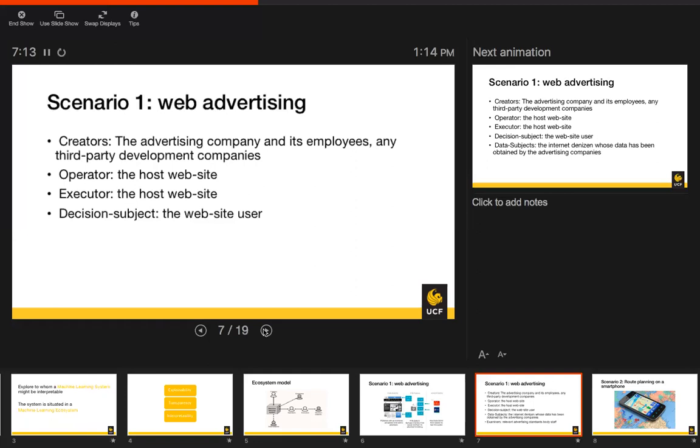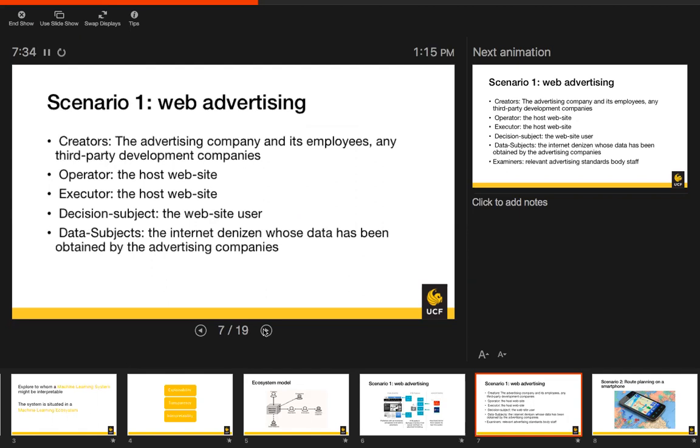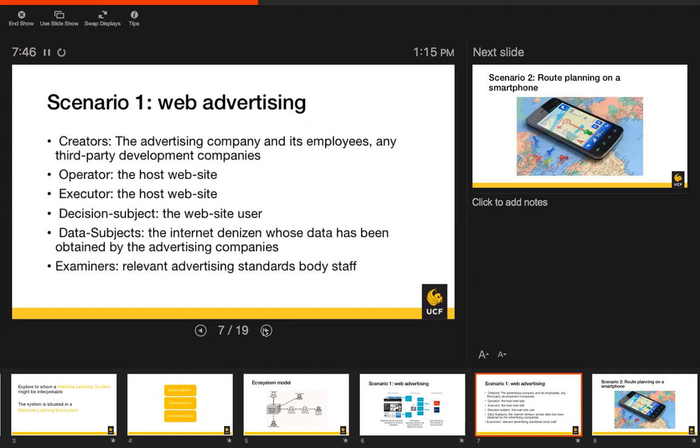The decision subject will be the website user, because when the executor, a publisher, decides which advertisement to put in this space, the website user will be influenced. They will see the specific advertisements. And the data subjects would be the internet denizens whose data has been obtained by the advertising companies. So examiners would be the relevant advertising standards body staff.